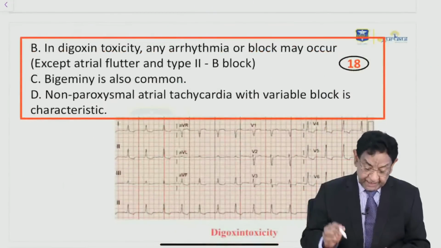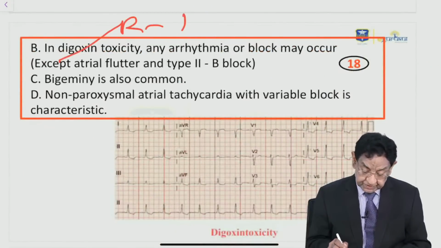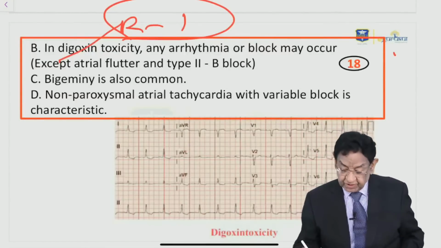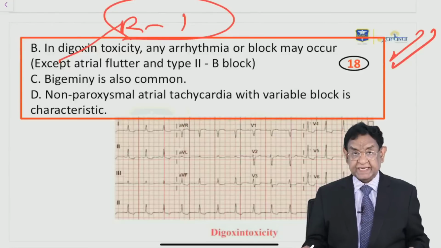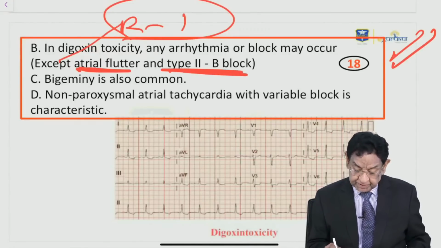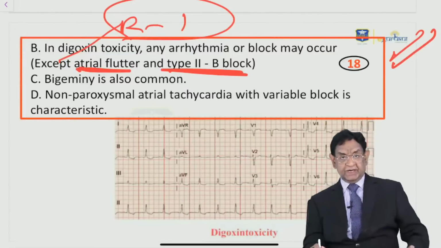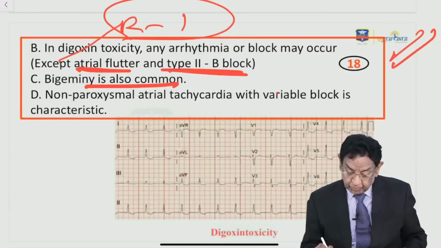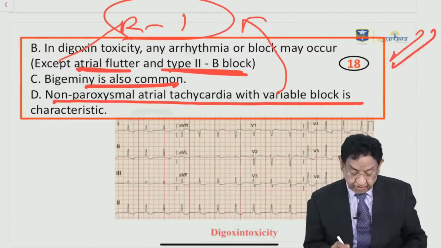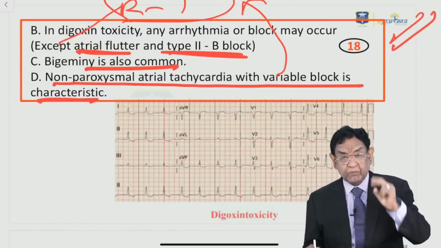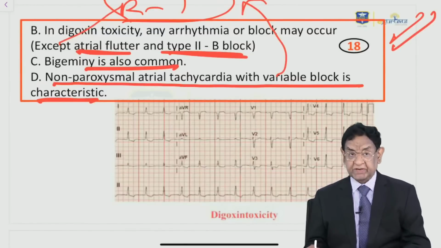Well, rank 1 question. In digoxin toxicity, all types of arrhythmias or blocks can occur, except flutter doesn't happen and type 2B block does not occur. Rank number 1 question: bigeminy is very common. One more rank number 1 question: non-paroxysmal atrial tachycardia with variable block is a characteristic finding. So there are 2 rank number 1 questions in this particular slide.